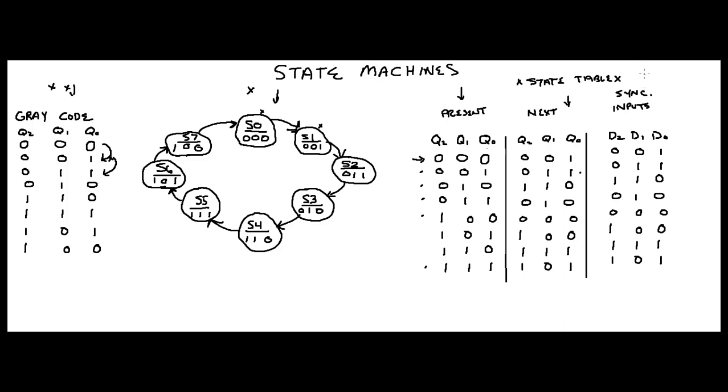Now, what you're going to use to make your state machine is going to make a difference on this synchronous input column, okay? We are going to use D flip-flops. Remember, we also used JK flip-flops. You can use either one, it doesn't really matter. But you need a table.